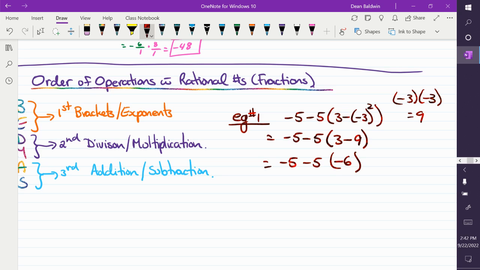You do multiplication because there's no more brackets or exponents. So now we're on division and multiplication, the second bit here. The multiplying part is that. So what's -5 times -6? Positive 30. -5 plus 30 is? 25. Okay. That's BEDMAS with integers.